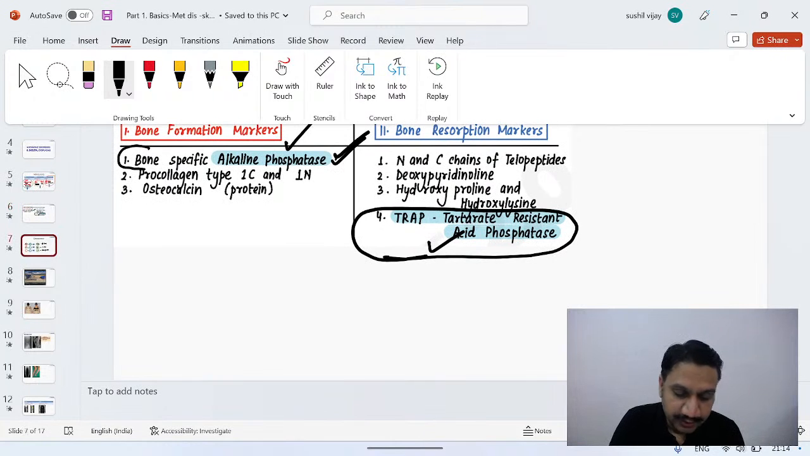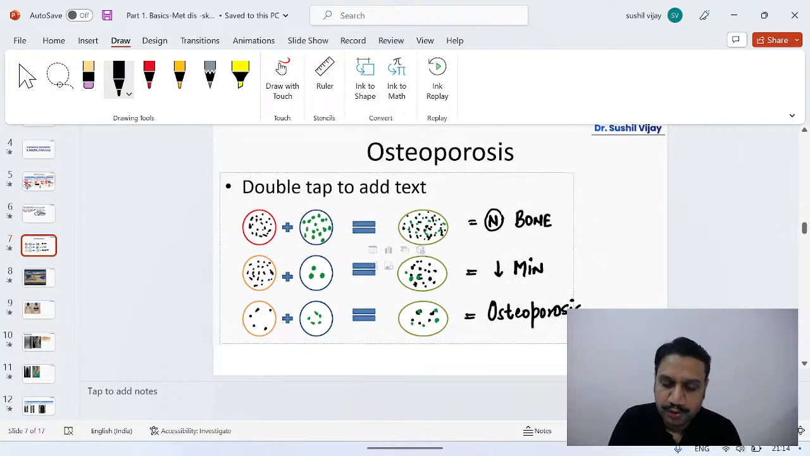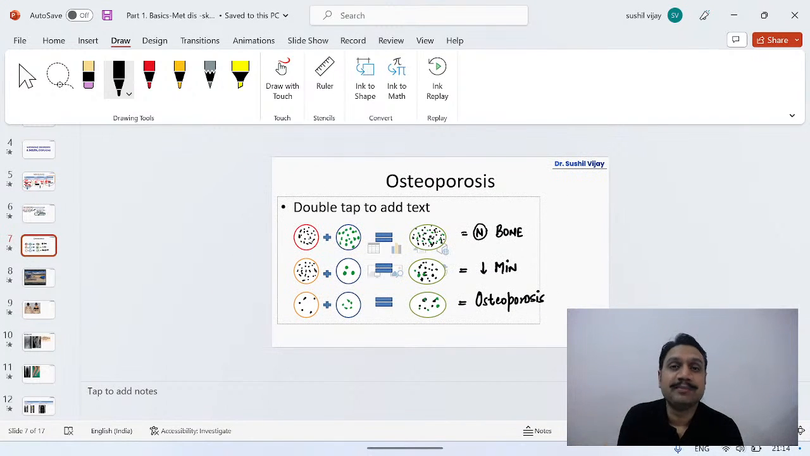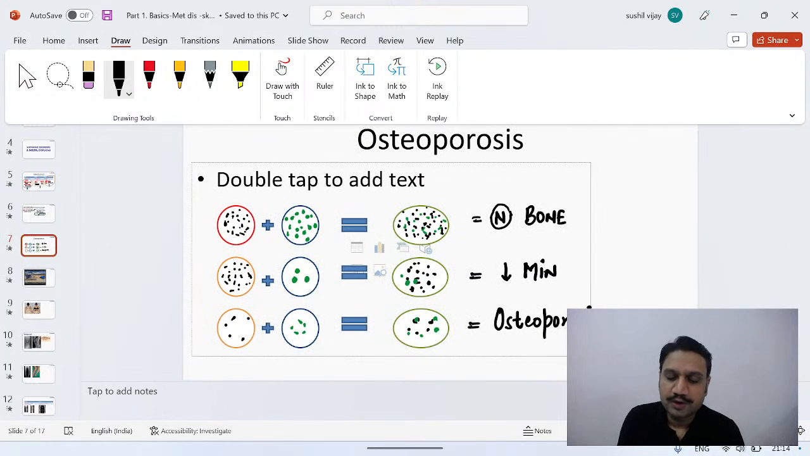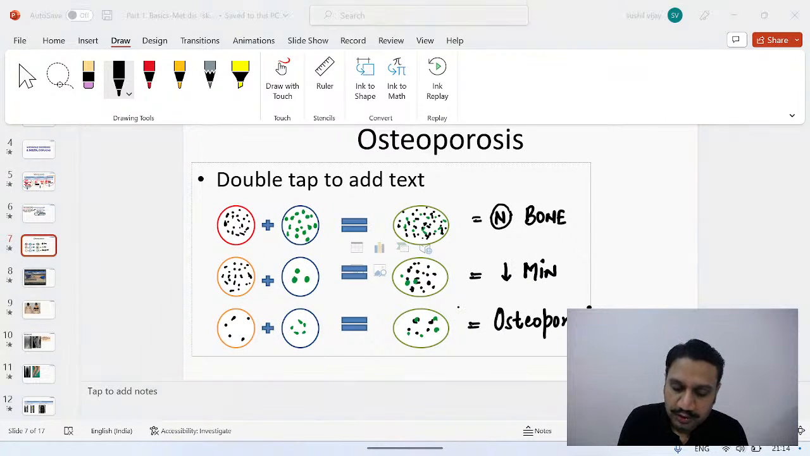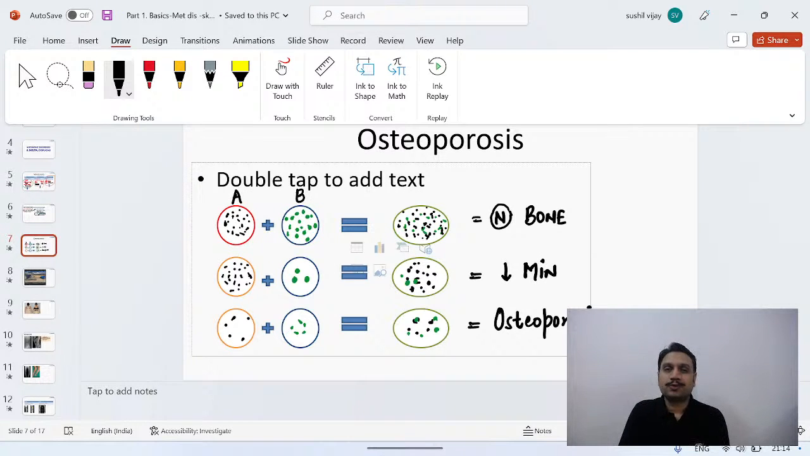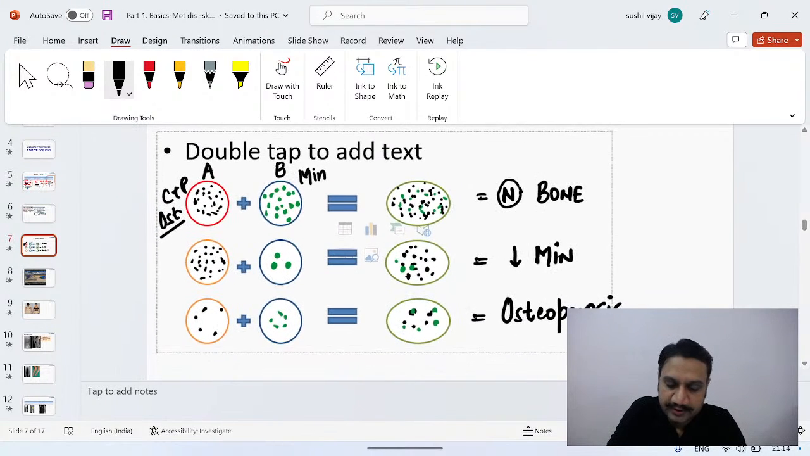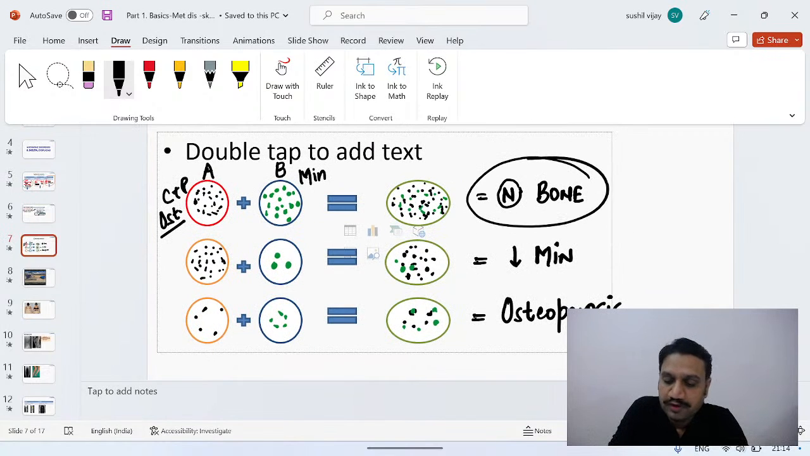All right, next one. When you talk about the osteoporotic component, how do we define osteoporosis? Osteoporosis can be defined very simply. We needed two components to make the bone. One was your osteoid and one was your mineralization. Cell plus protein is component A, which you call in short osteoid, and component B is the mineralization. Presuming that both are normal, the bone so formed will be normal.